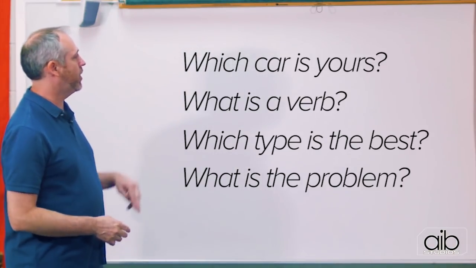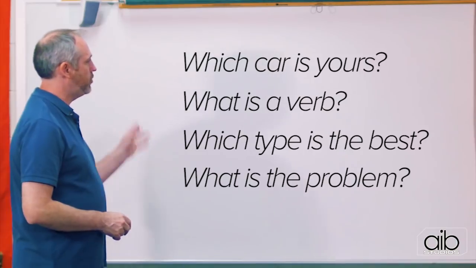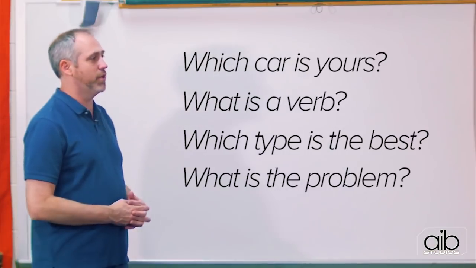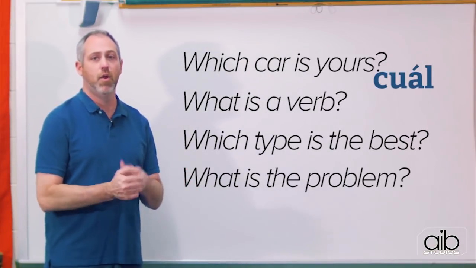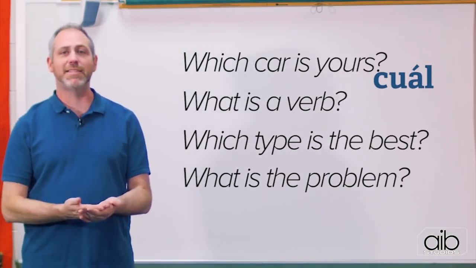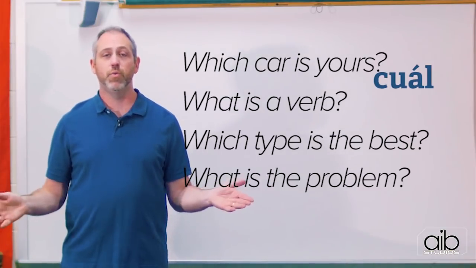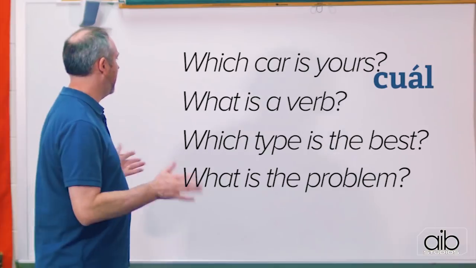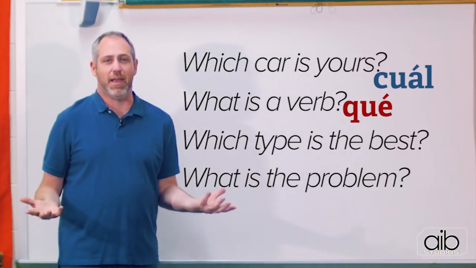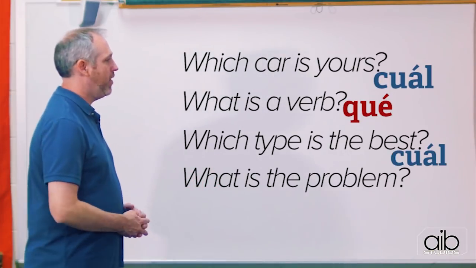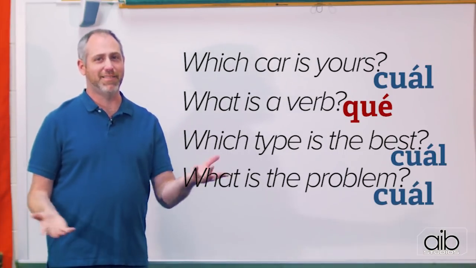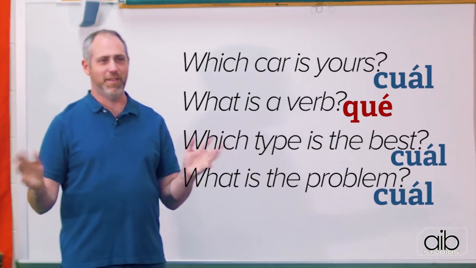Let's go back really quick and tell you which one you would use for each one. Number 1 was which car is yours? That would be ¿cuál? Which one you're choosing. Now the next one said, what is a verb? There again, we're asking for the definition. We don't know which, what is that? So you'd use ¿qué es? Now the next one, which type is the best? ¿Cuál? And what is the problem? We would use ¿cuál for that also. It kind of implies what's going on here, which one is the issue here.